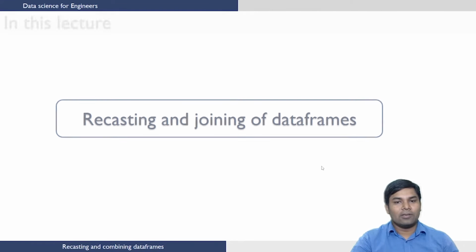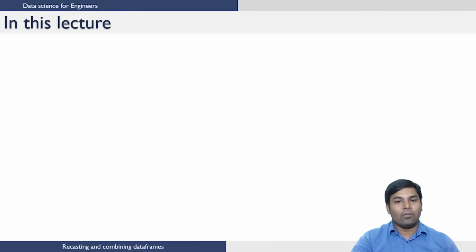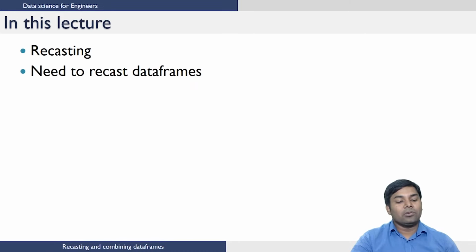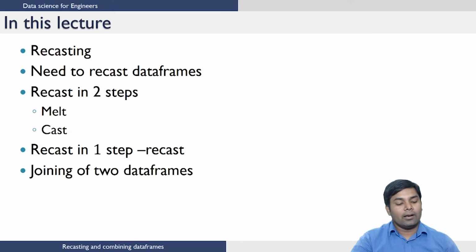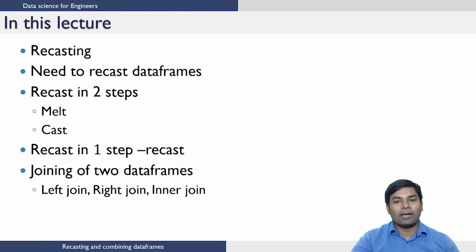In this lecture we are going to first define what recasting of a data frame means, why one needs to recast data frames, how recasting can be done in two steps using the melt and cast commands, how recasting can be done in a single step using the recast command, and how to join two data frames using the left join, right join and inner join functions of the dplyr package in R.